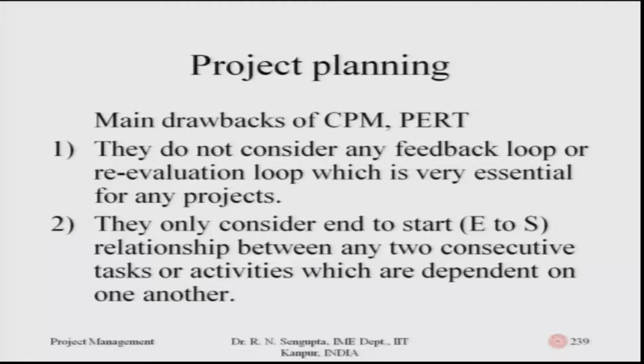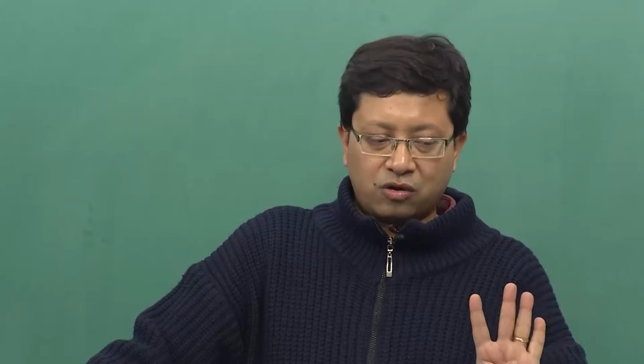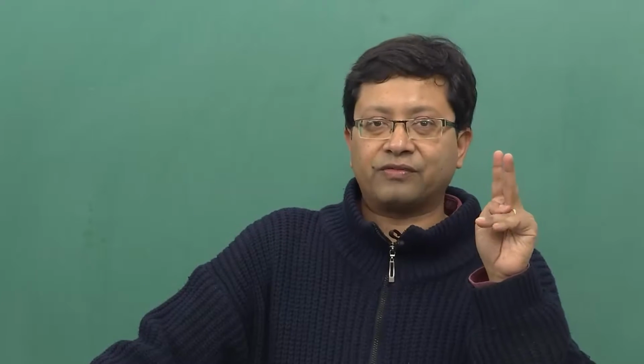So PERT and CPM only consider the end to start concept, not the other ones which I had just mentioned, like start to start, finish to start and finish to finish concepts, which are not considered. So out of these 4 concepts, which I will explain with a diagram, PERT CPM only considers the end to start relationship between any 2 consecutive activities or tasks or events.